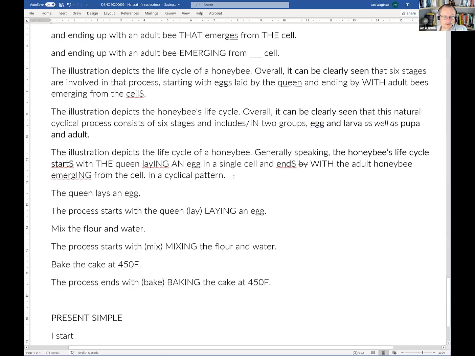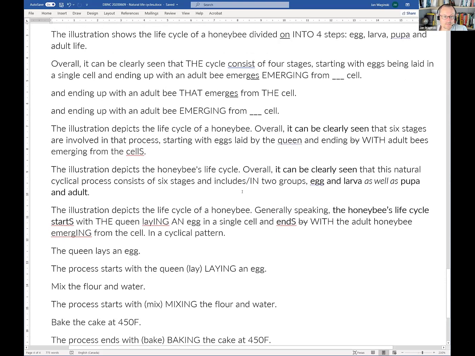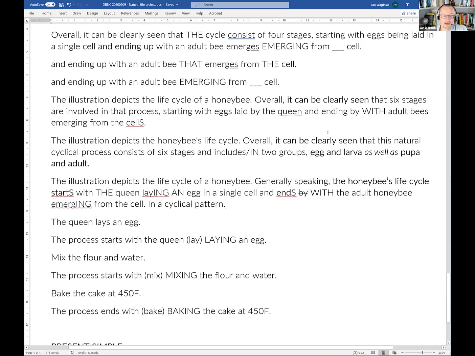Ian, how do you pronounce this? Cyclical. Cyclical, okay. Thank you. Dina integrated that nicely. Use this construction: It can be clearly seen that this natural cyclical process consists of 6 stages.